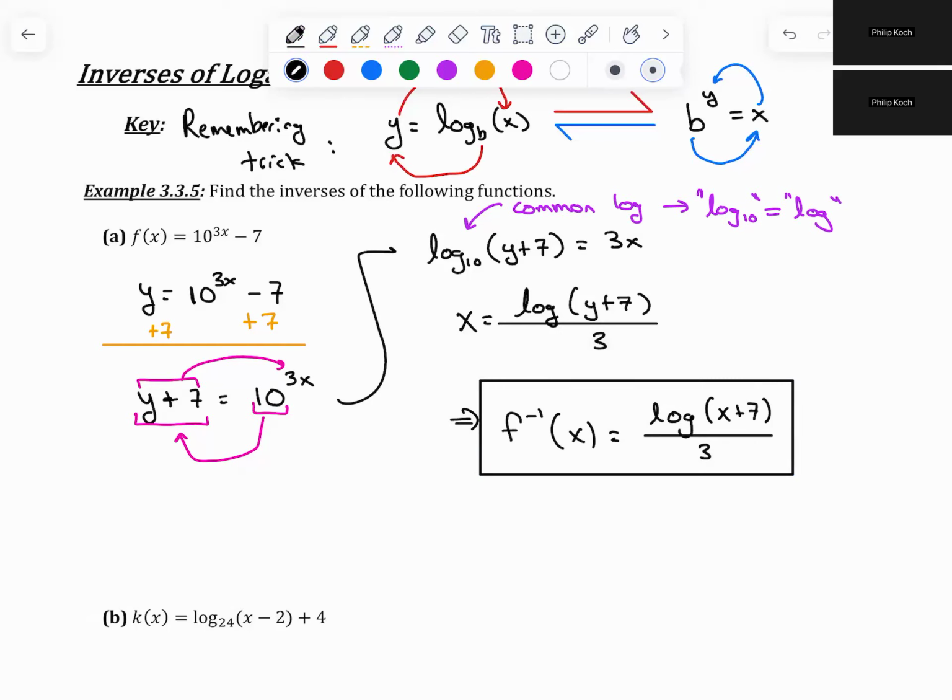Yes, JT. The log does get divided by whatever. Yeah, because the logarithm is its own unit of something, and then we're going to divide that entire thing by 3. That's what we get.